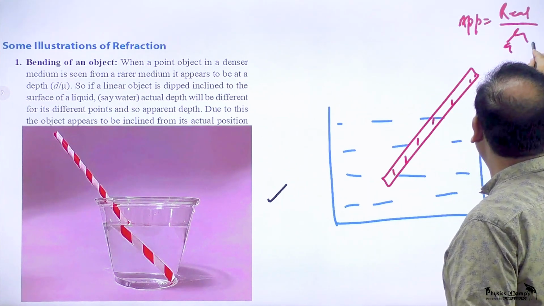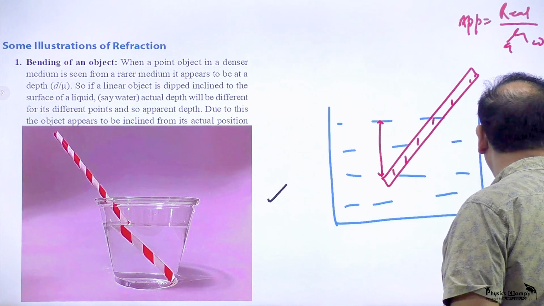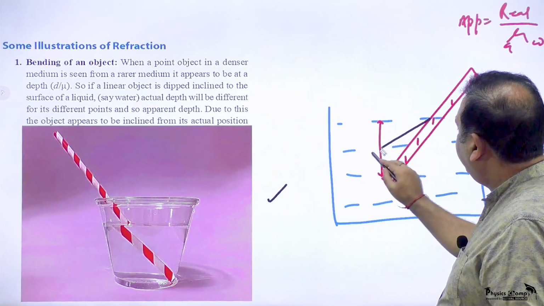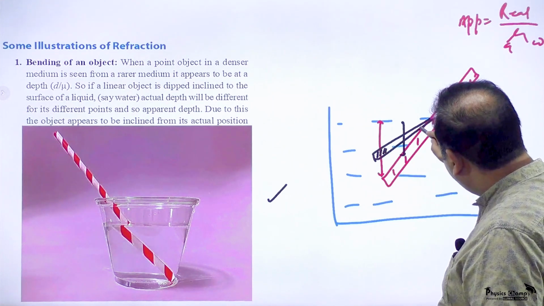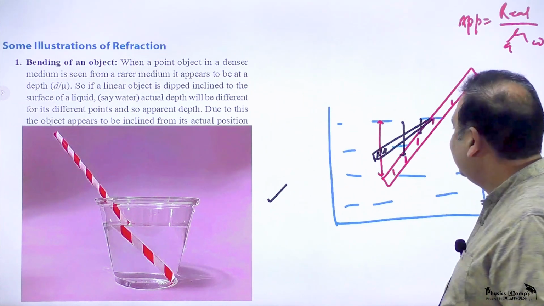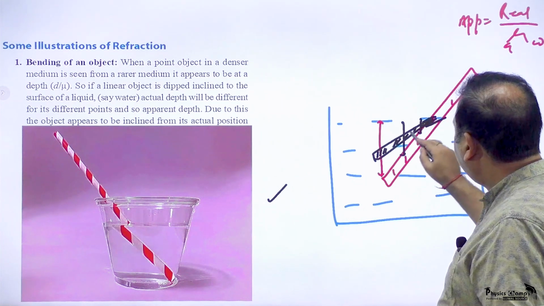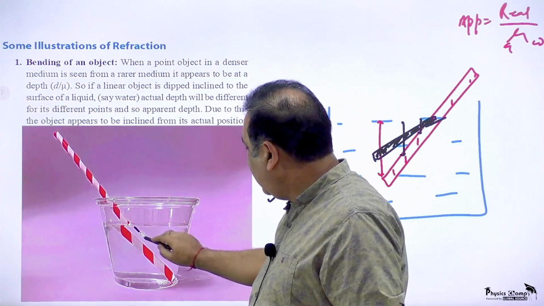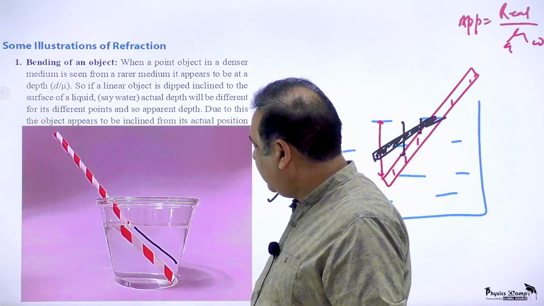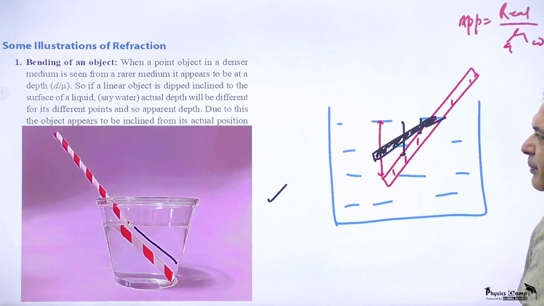Now this may be the real depth, but you will observe it has an apparent depth. Its apparent depth will be here. Similarly, for every part of this pencil or stick, the apparent depth will be less than the real depth, and that's why you observe it as though it is bent in water. So you put anything in water, its actual position may be here, but the apparent depth will be different from the real depth. So this is one example. The object appears to be inclined from its actual position.